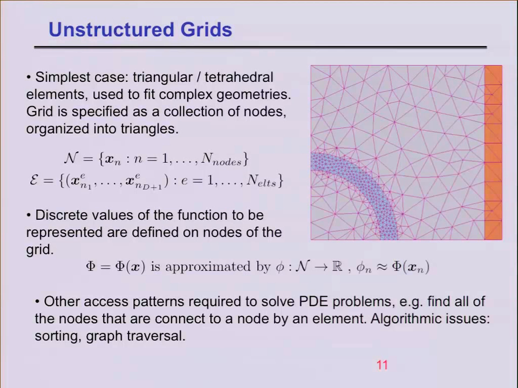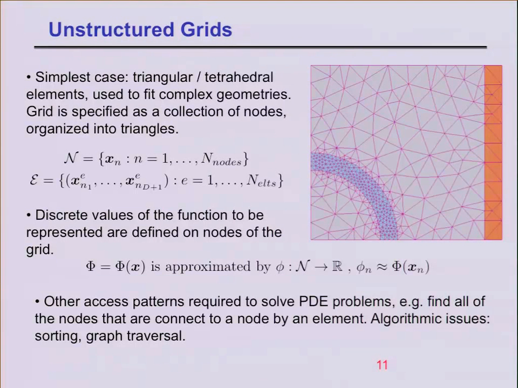Unstructured grids. This is often used in structural mechanics, finite element calculations. So you have a bunch of triangles, in this particular case, in two dimensions. Each triangular element is defined by three nodes, and there's a logical relationship between nodes and elements. Discrete values of the function actually define a function on the entire triangle. So you have three values. That's enough to uniquely determine a linear function on that triangle.